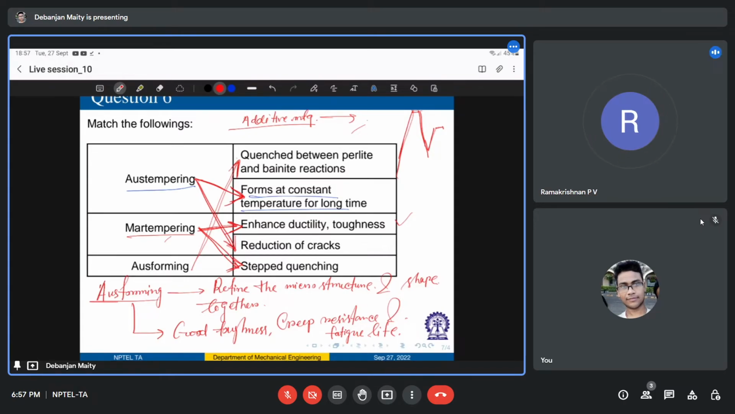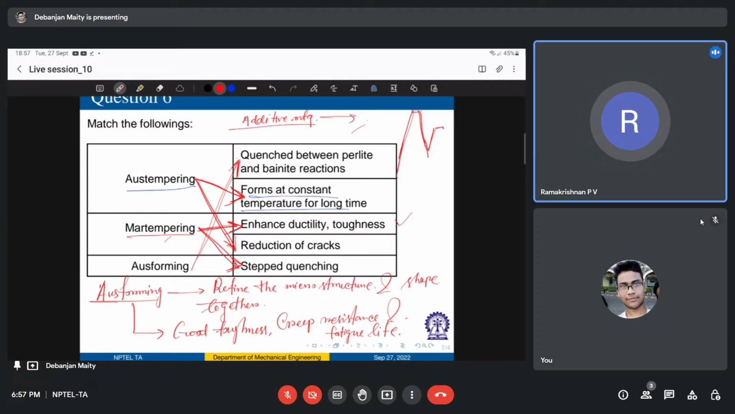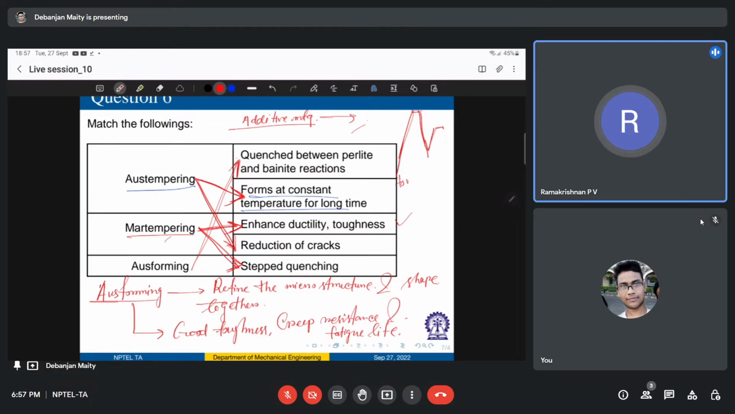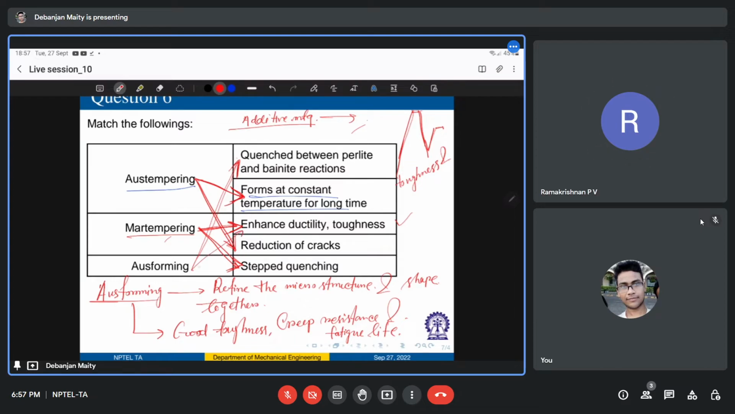Yes, sir. So the doubt I have is for austempering, will it enhance ductility or toughness, or is it basically ductility majorly? Ductility and toughness are equivalent. No, sir, because in the match-the-following option, as you have written, austempering will be helpful in increasing the toughness. Right, right.